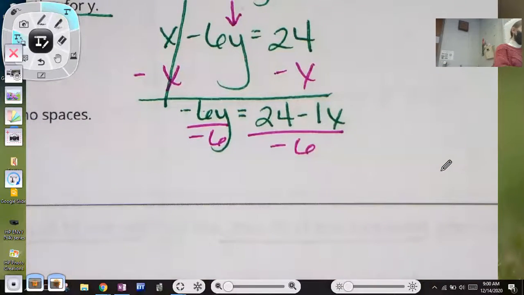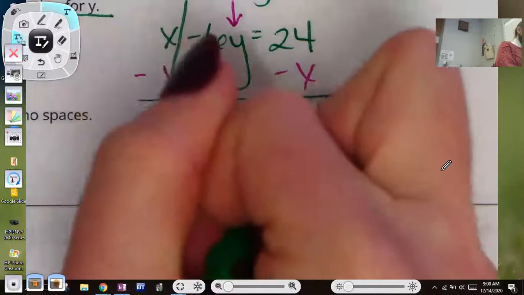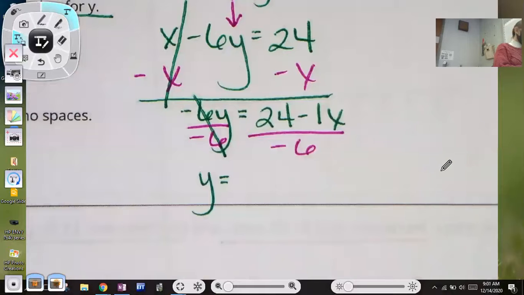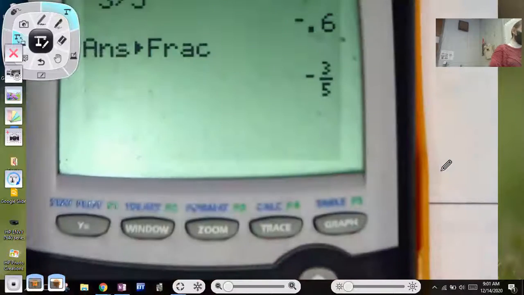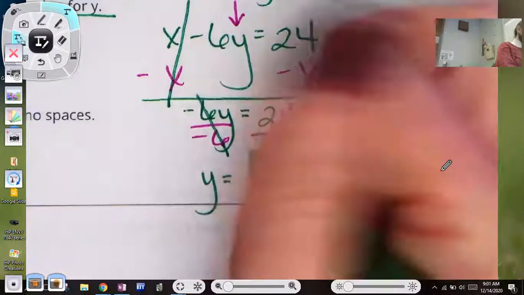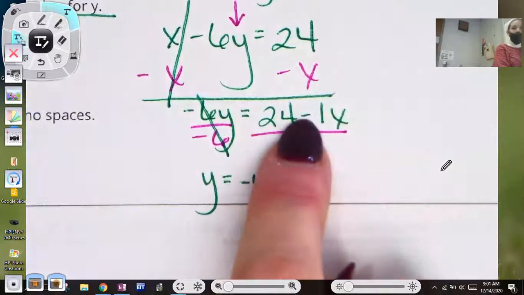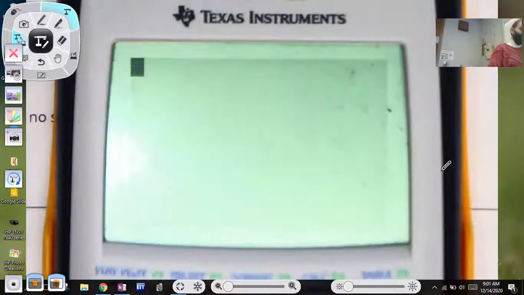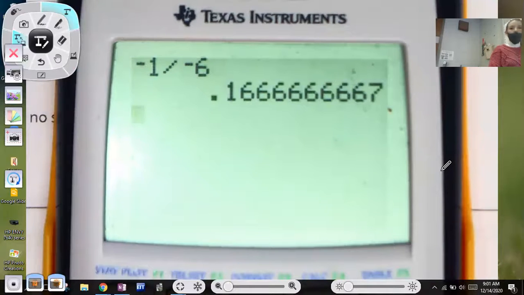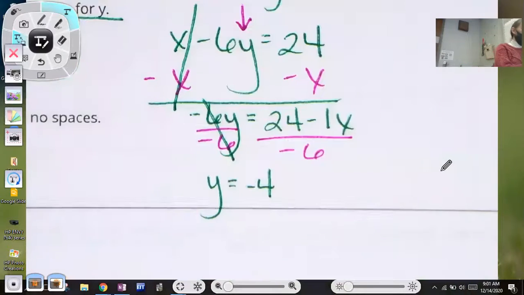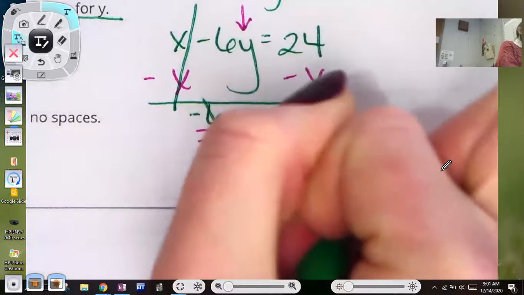What happens to my -6's? They cancel each other out. Y equals, what's 24 divided by -6? -4. If you didn't know that, 24 divided by -6 is -4. Next, I have a -1 divided by a -6. Do I keep it as a weird decimal? No, math, enter, enter. What do I get? A positive 1/6. So plus 1/6 x.